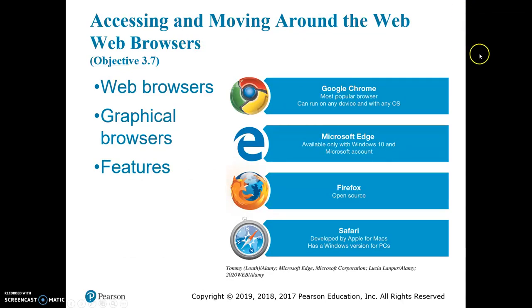So here are some web browsers. Chrome, we have Microsoft Edge, Firefox, Safari, which is developed by Apple for Macs. There is also a Windows version for PC, so if you really like Safari, you can download that onto your PC. A browser is just software that lets you locate, view, and navigate the web. Pretty much every browser today is a graphical browser, meaning that they can display pictures, thank goodness, in addition to text and other forms of multimedia, so things like sound, video.